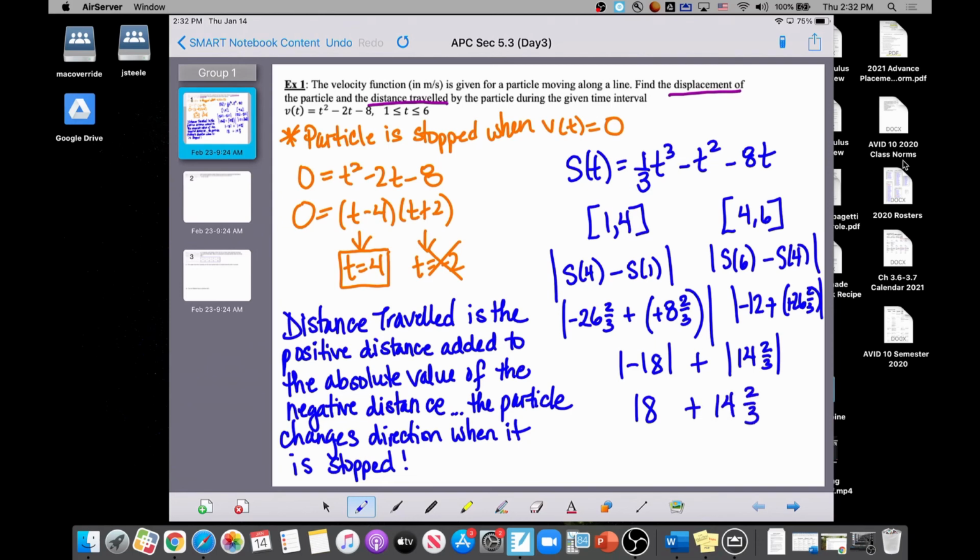And so finally, our total distance traveled is going to be these two distances added together, which gives us a total of 32 2/3 meters. So that is our total distance traveled by the particle.